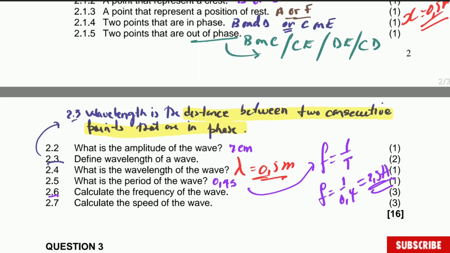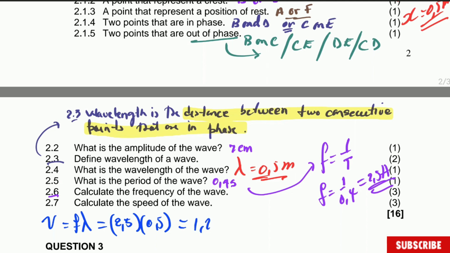And the final part of this question is to calculate the speed of the wave. And it's also very simple. Speed, there are many formulas, but the speed of a wave is equal to frequency multiplied by the wavelength. And when you substitute, you have 2.5 multiplied by the wavelength, which is 0.5, given before, and then the speed of the wave is 1.25. That is the answer, guys. And with this one we finish question 2.